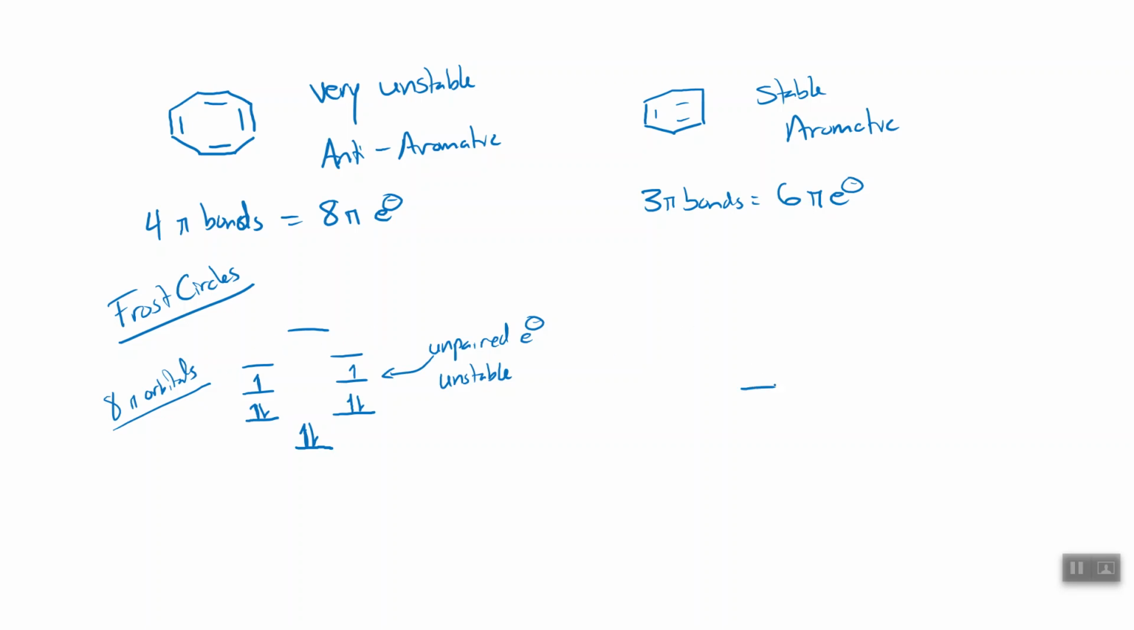6 pi electrons goes much better. 1, 2, 3, 4, 5, and then 6, right? 2 electrons in the bottom, and then 3, 4, and then we have enough to go back and pair these up. All electrons are paired. This makes this stable, right?